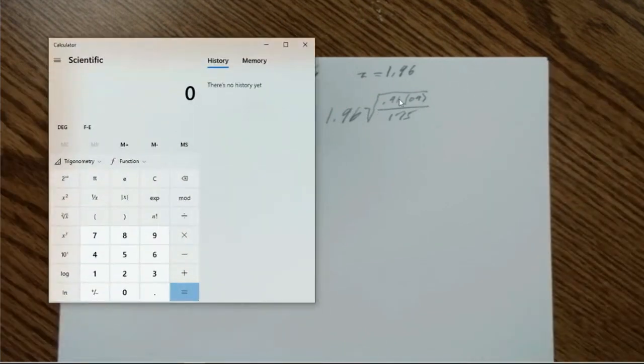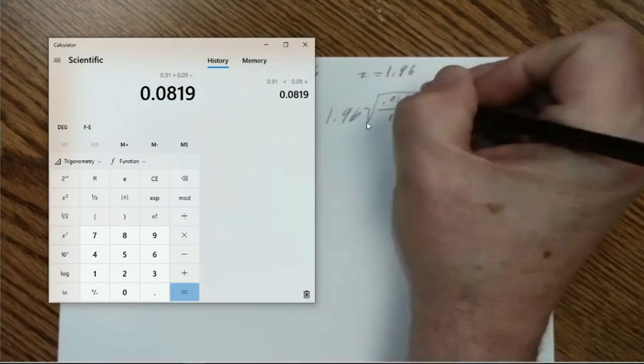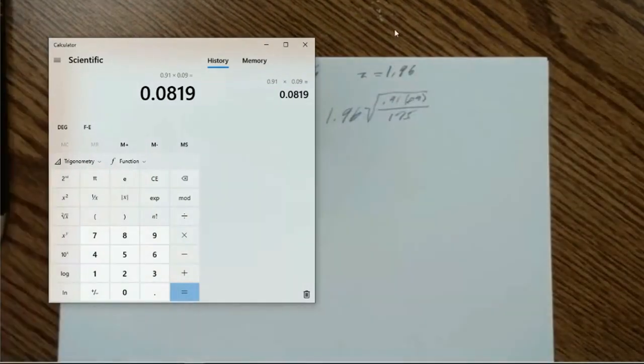Okay, I'm going to start with this under here. For this on-screen calculator, the square root, you have to have the number already calculated and then hit the square root button. So I need to calculate what this number is. 0.91 times 0.09. Okay, that's what 0.91 times 0.09 is. Oh, I don't have a decimal, decimal 09. And then divided by 175 is that. Now that's what I need the square root of.